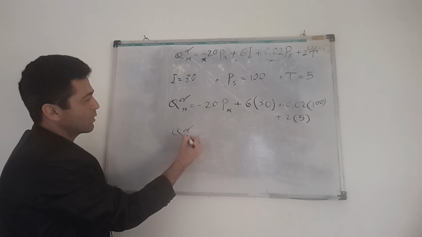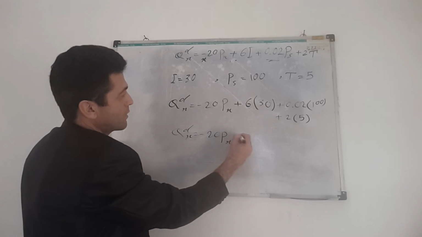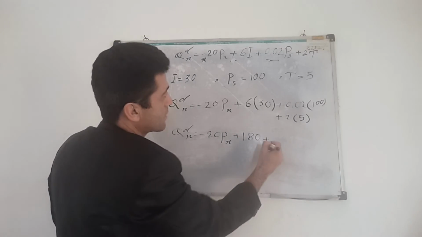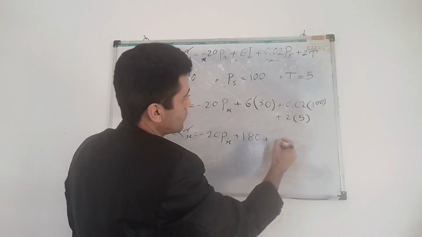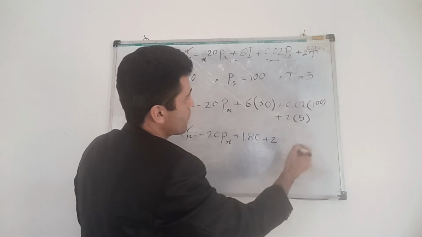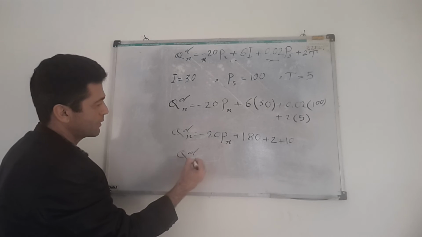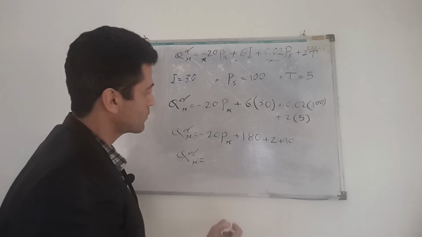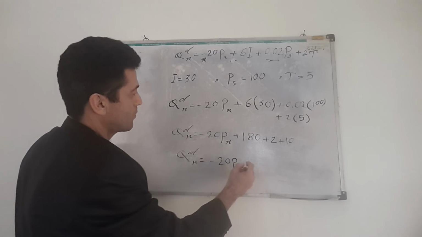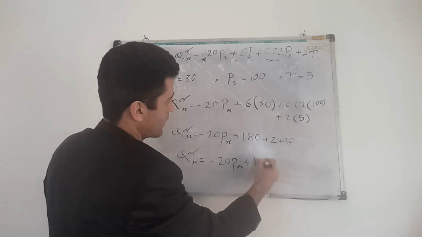So the quantity demanded for X equals minus 20 Px plus 180 plus 2 plus 10. Quantity demanded for X equals minus 20 Px plus 192.